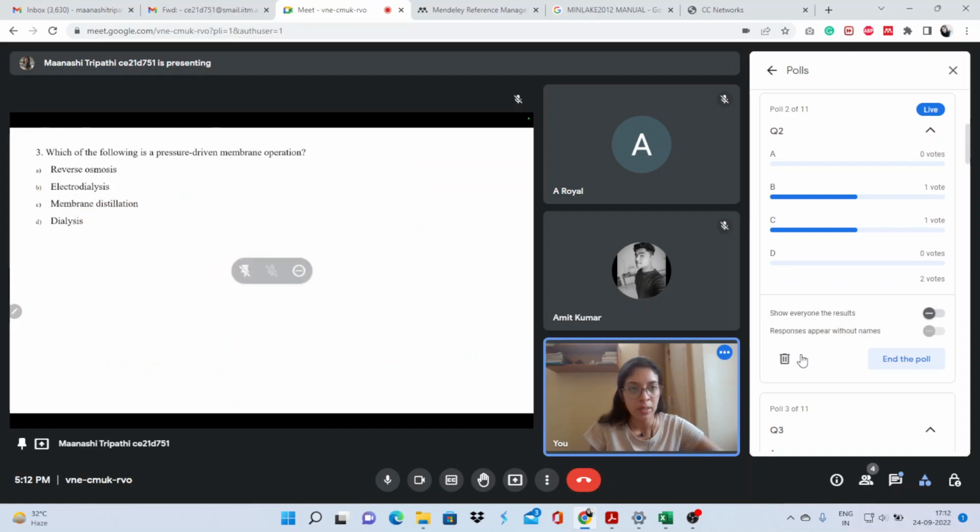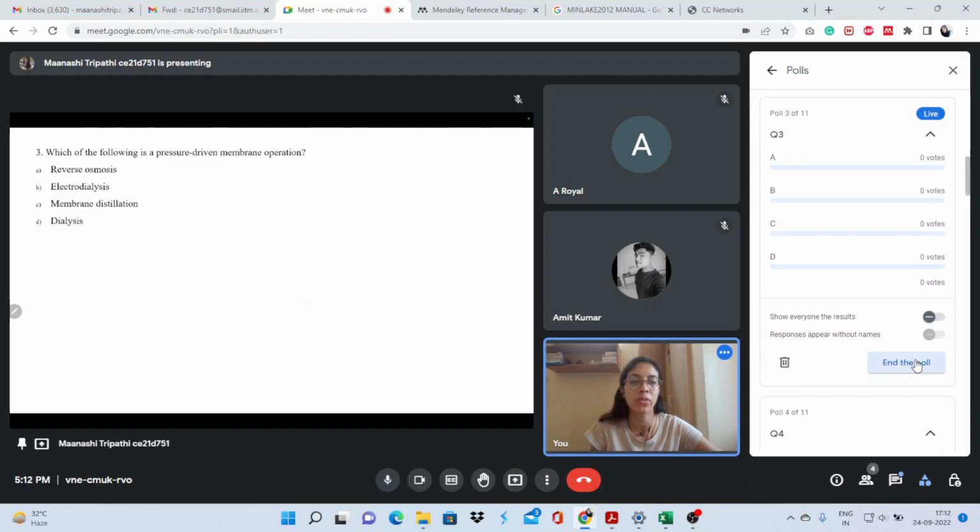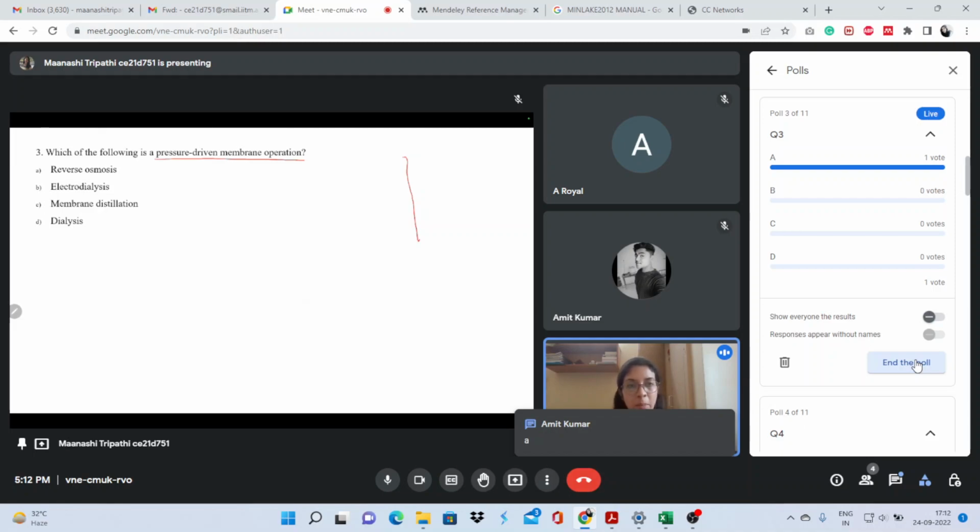This is question number 3, and these are polls for question number 3. Which of the following is a pressure-driven membrane operation? If there is a membrane, it is mostly a physical operation. Now it is saying pressure-driven, which means we apply some pressure to transfer the water or the ions or any pollutant from one side to another. A pressure will be applied on one side, so on the other side the pollutant or the water may accumulate, depending upon the type of membrane.